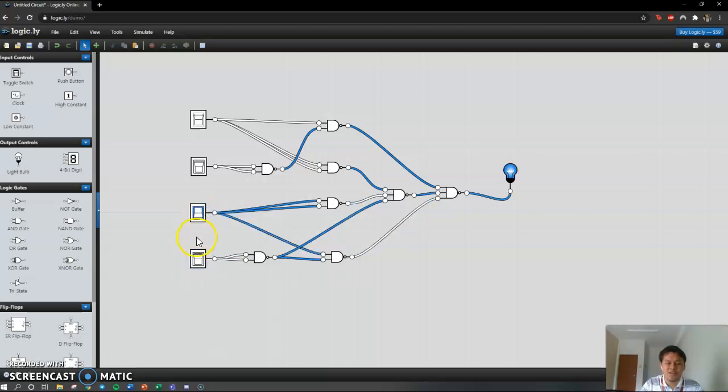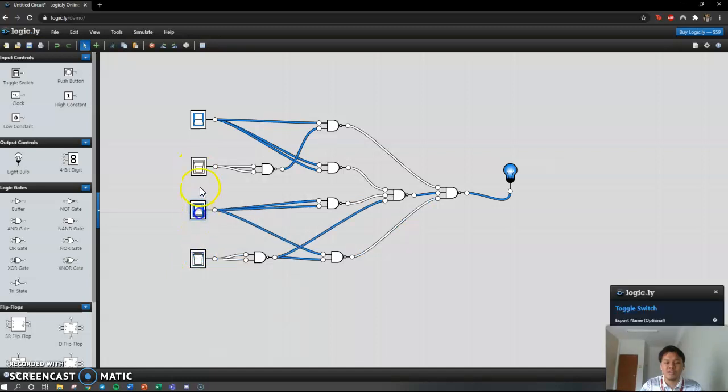Next, 1, then 0, then 1, then 0, 1, 0, 1. This is the ninth output. So for the 10th, it's still 1, 1, 1, and then 0, 0, 1, and 0. So that is all the combination of the inputs that we have and all the resultant outputs that we get.